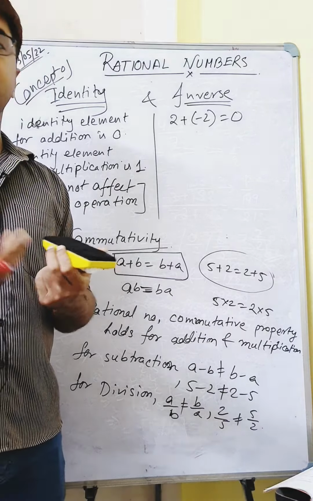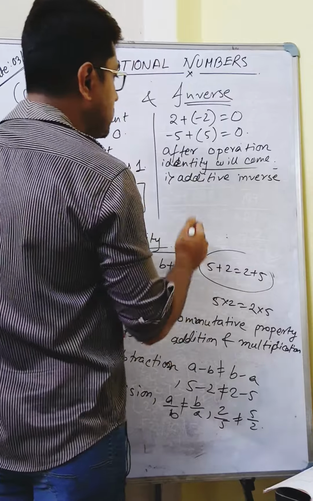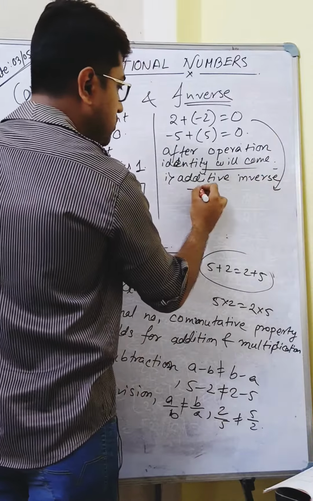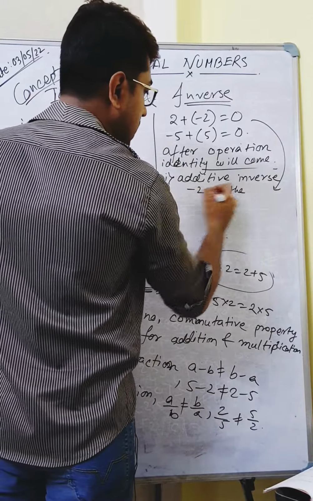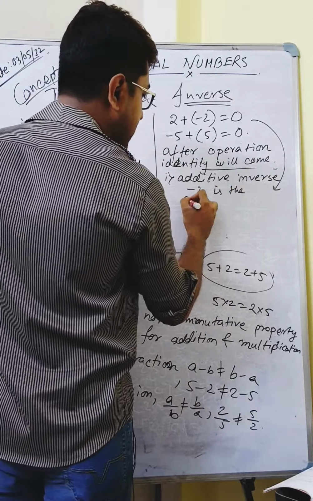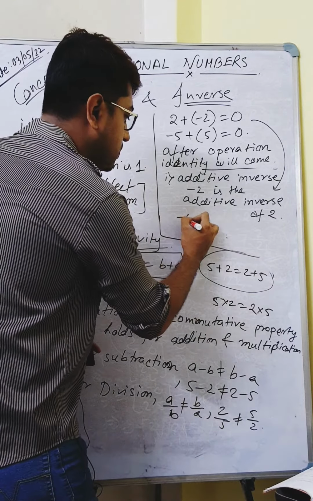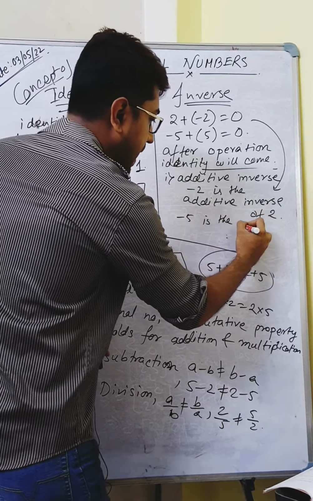So there are two types of inverse. Number one, additive inverse. Addition এর জন্য এটা হচ্ছে, these are called additive inverse. Okay, additive inverse, that means -2 is the additive inverse of 2. -2 is the additive inverse of 2, right now. Similarly, -5 is the additive inverse of 5.